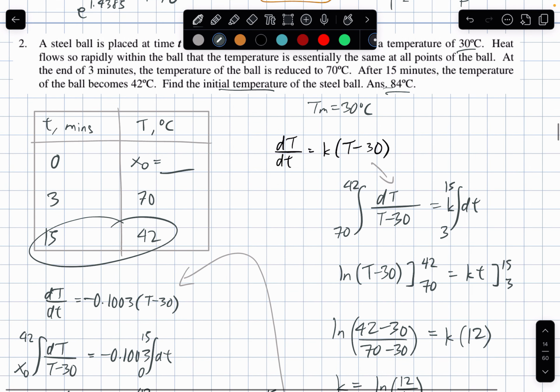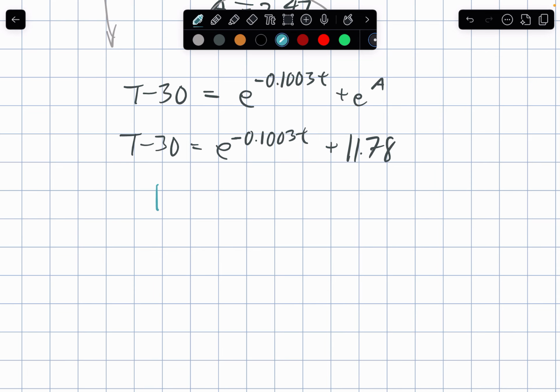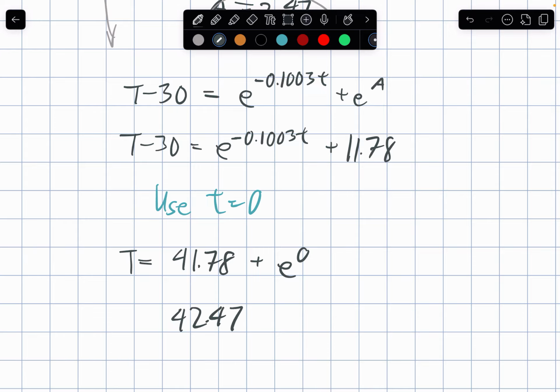Okay. We are given t equal to 0. We have to look for the initial temperature of the steel ball. So given, using t equal to 0, so 30 plus 11.78, 41.78, plus e raised to negative 0.1003 times 0, e raised to 0 is equal to 1. So this is 42.78.